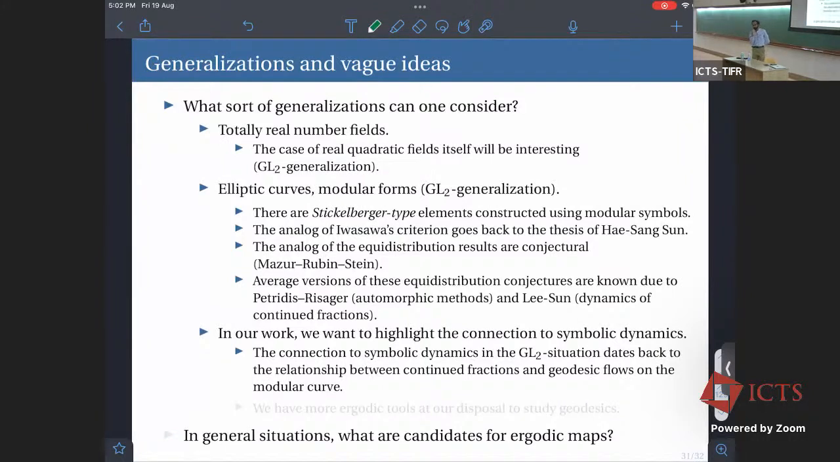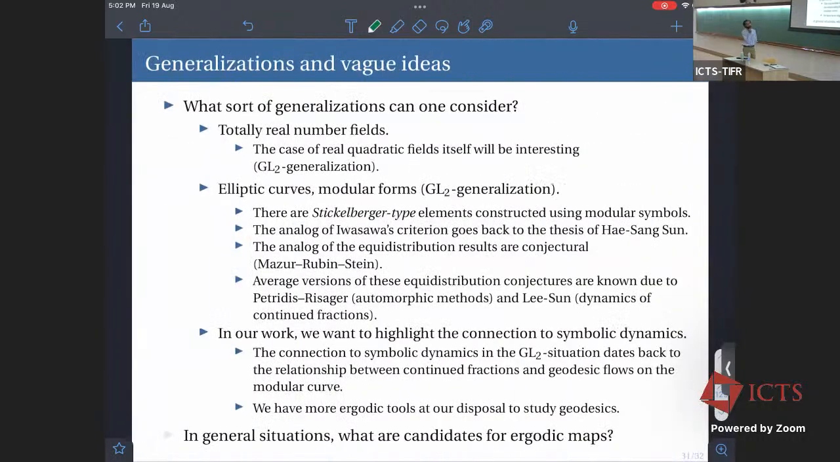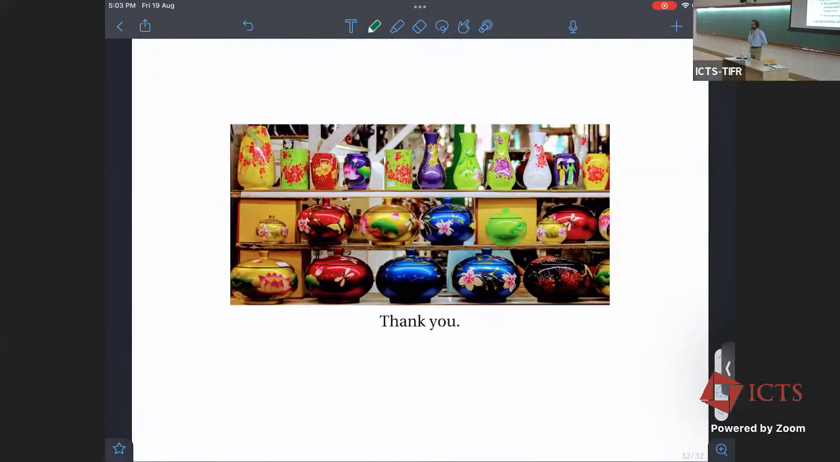And so there's a sort of relation between continued fractions and geodesic flows on modular curves. And so the goal is that maybe there are ergodic tools to study geodesics on modular curves. And again, maybe all these questions about mu invariants and ergodic results are going to be very hard. But the simple question that I want to ask is, we have this Bernoulli shift map, which was ergodic. So in general situations, what are candidates for ergodic maps? Okay, so that's my talk.